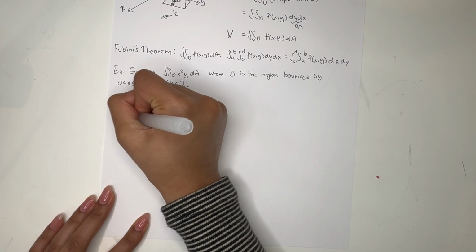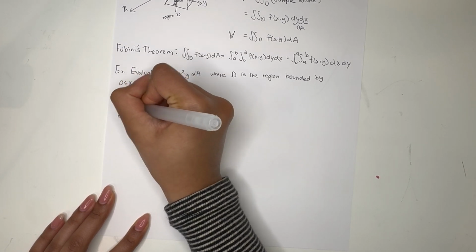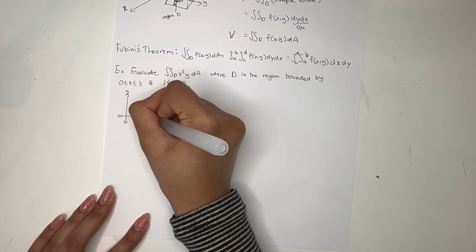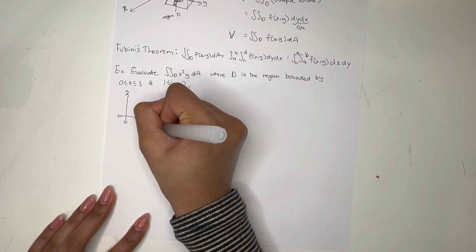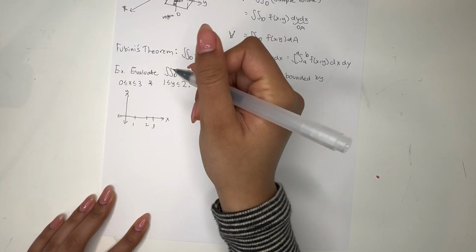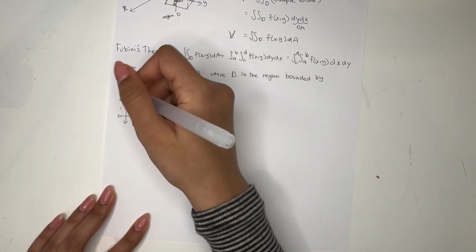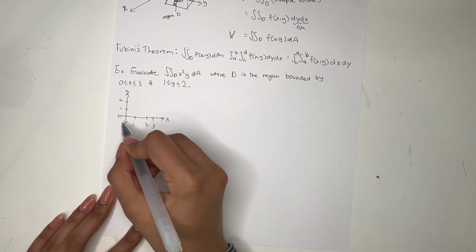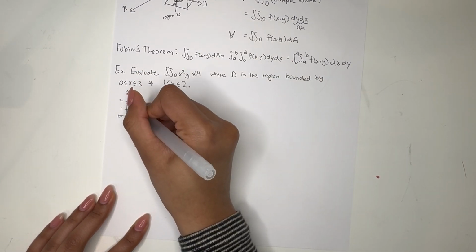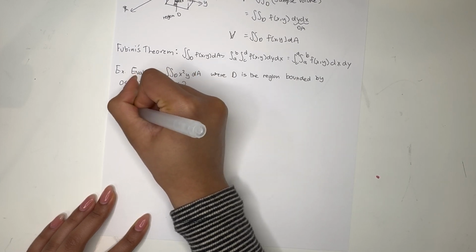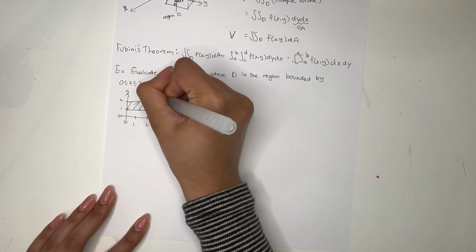It just makes it a whole lot easier, and we know region D is in the XY plane because we have X and Y. X is between 0 and 3, and Y is between 1 and 2. This is not to scale. So we know that X goes from 0 to 3, and Y is from 1 to 2, so we're going to have a rectangle that looks like that, and that is region D.